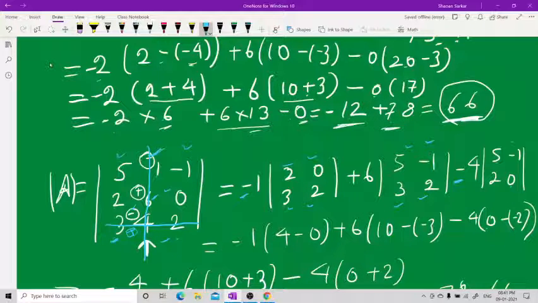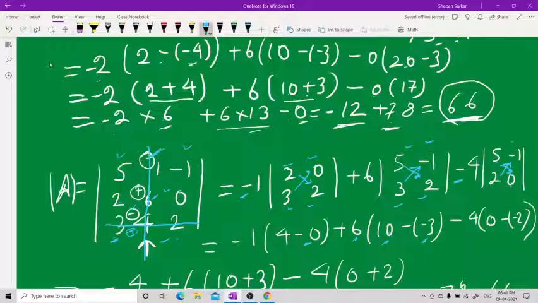Now 5, minus 1, 2, 0. You will multiply in this manner, the way we did earlier. So this will give me minus 1, 2 twos are 4, and 3 into 0 will give me 0. 6 as it is, 5 twos are 10, and 3 into minus 1 is minus 3, and this is minus because you're subtracting in this direction. You're multiplying in this direction, sorry.